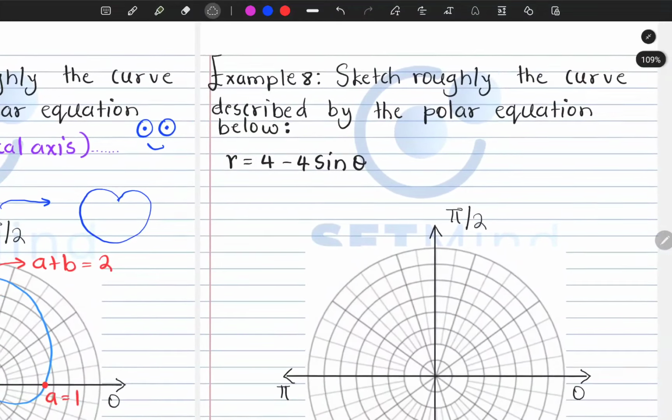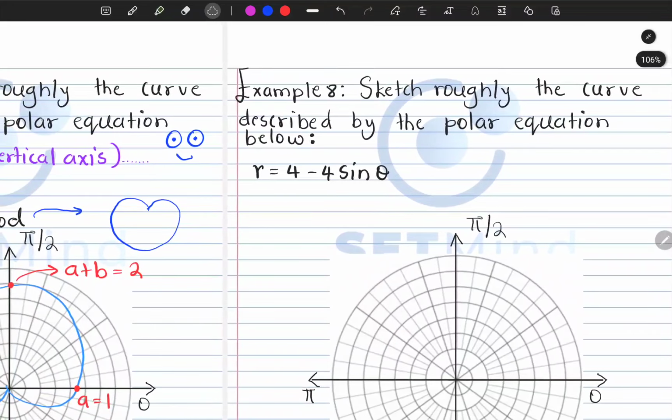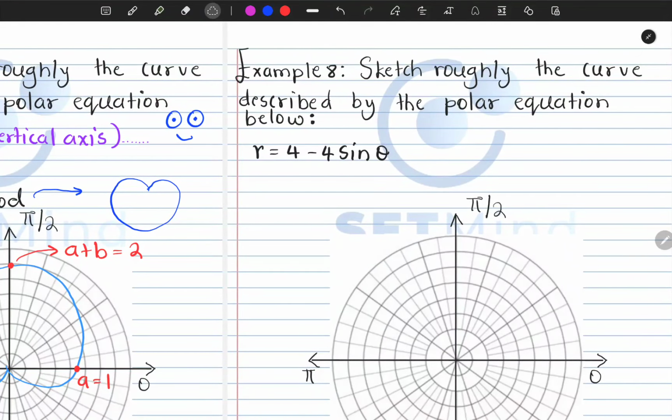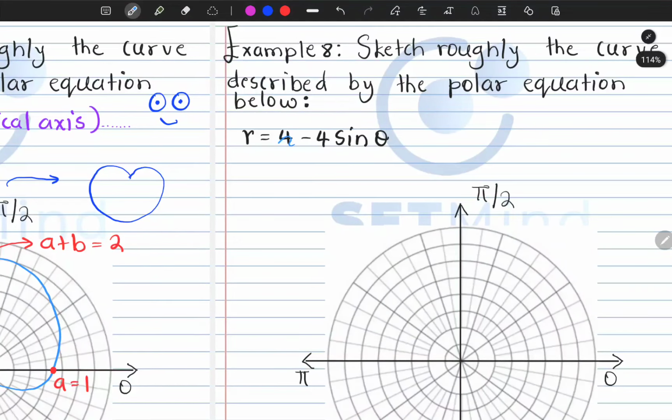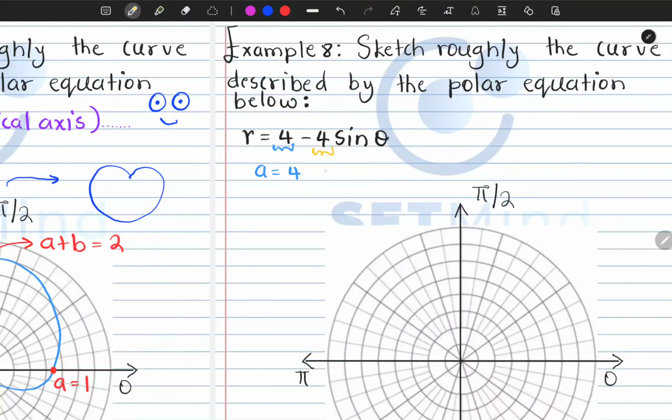Next, let's have a look at example 8. On this example, we are required to sketch roughly the curve described by the polar equation r equals 4 minus 4 sine theta. So the first thing we need to realize is that our value of a is 4, and also our value of b is 4. Most importantly, we always need to find the ratio of a and b, which in this case will be 4 over 4, which will give us 1.